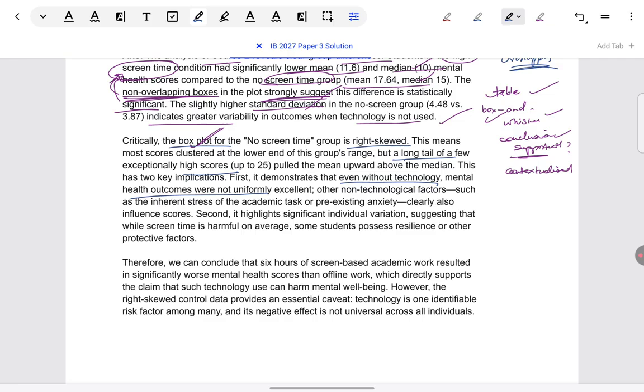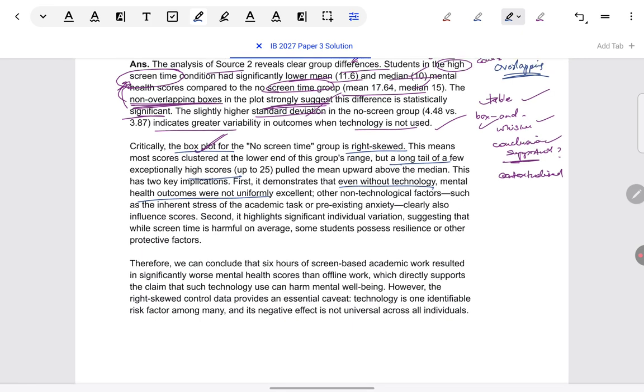There is variability. We can also speculate why that variability might be there. That will help us to be more contextualized and relevant. So one or two examples, just brainstorm. You've learned about technology after all in the content. So you could specify something like inherent stress of the academic task, or some people might have natural anxiety unrelated to the academic task. So those things might be causing this skew. Those might be causing lack of uniformity. I strongly recommend you give examples like this when you write. Because after all, that helps you to make things relevant. Otherwise, your answer becomes generic.